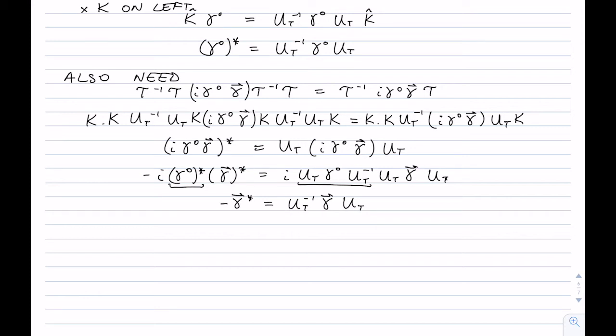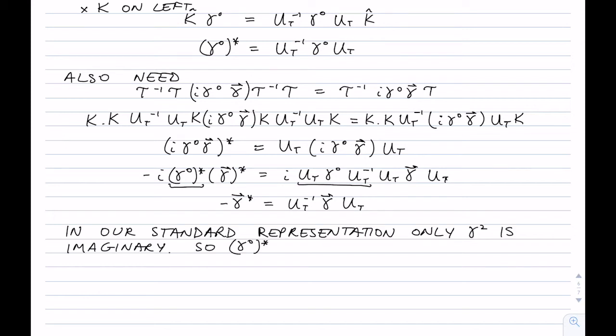So the important thing to realize now is that in our standard representation, if we just pick one representation, only gamma 2 is imaginary. So in that case, gamma naught star is actually the same as gamma naught, which is, as we said before, ut to the minus 1 gamma naught ut. And similarly, we would have minus gamma 2 star, which is equal to gamma 2, because gamma 2 star equals minus gamma 2 because it's imaginary. And then that's equal to ut to the minus 1 gamma 2 ut.